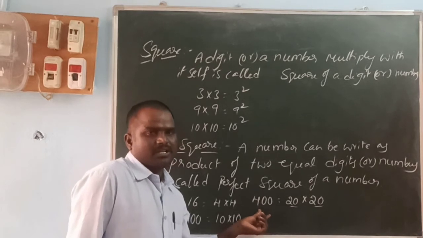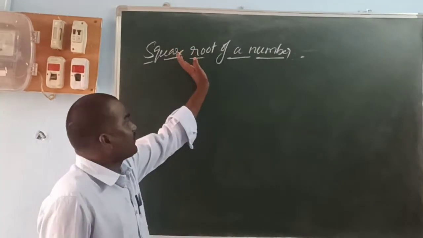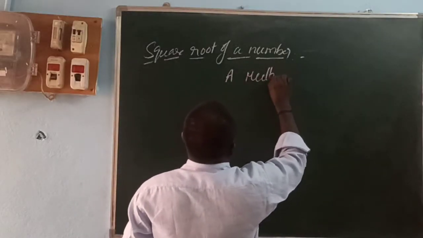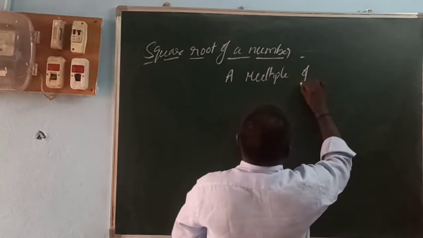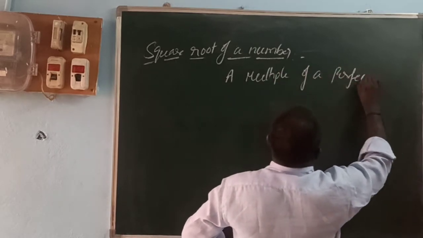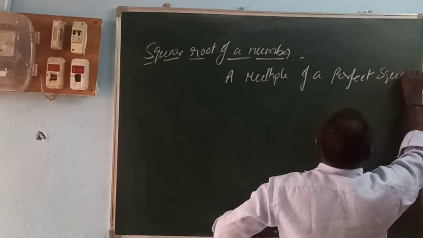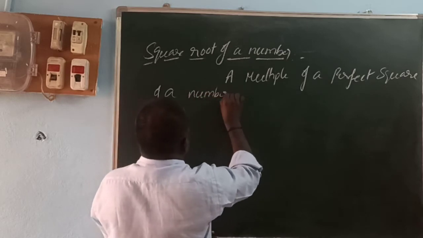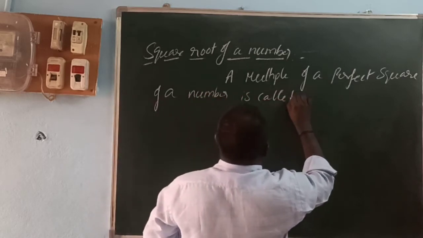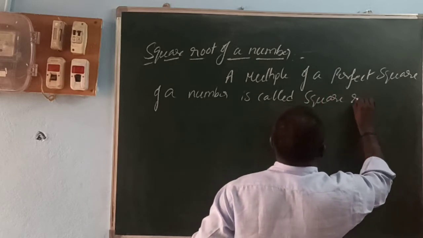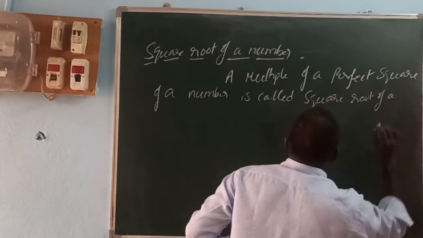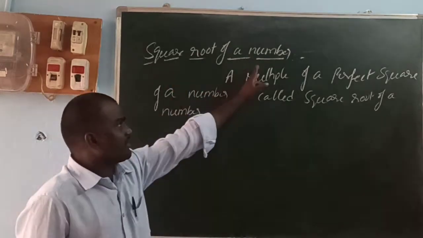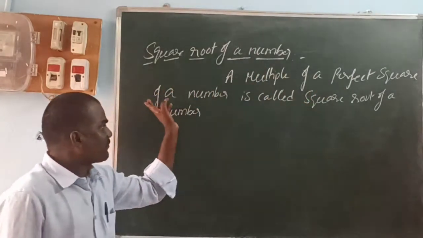Okay, so next, square root of a number. The square of a number is called the square root of a number. Okay? Square root of a number means the root of a perfect square of a number.